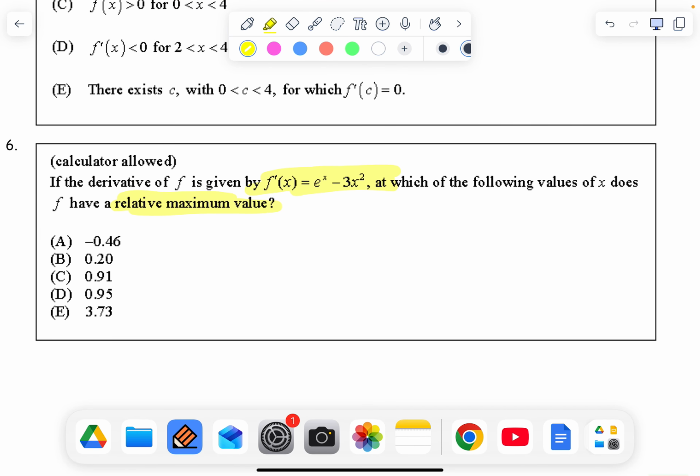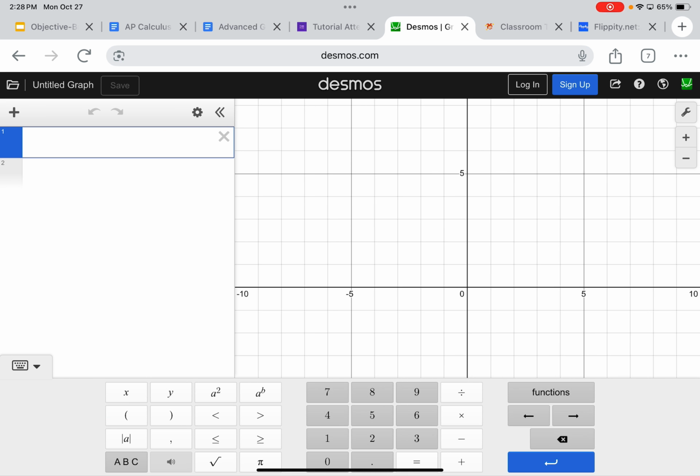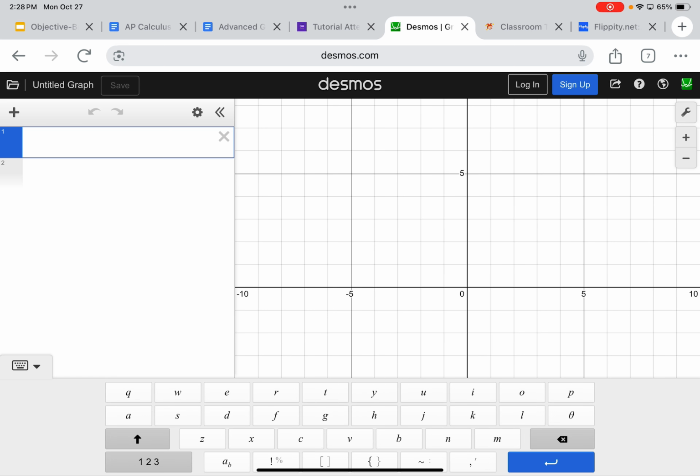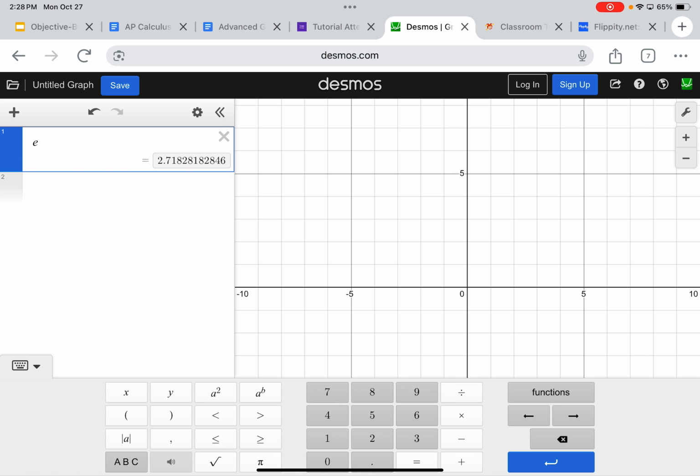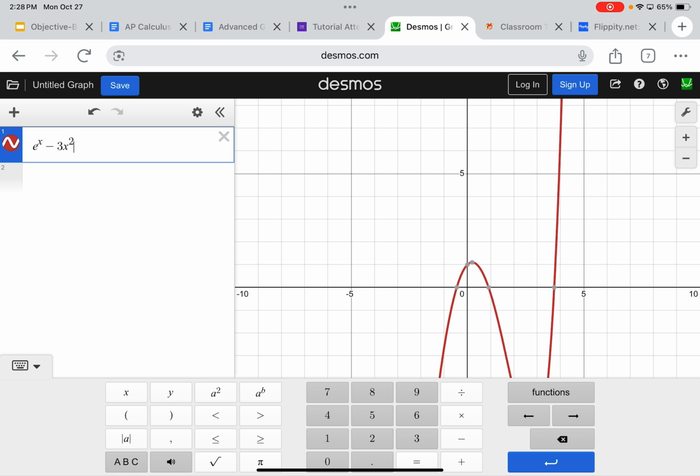So let's go on to our Desmos. I want you all to type in the given f prime. And we have e to the power of x. And then, I'm going to go to the right, minus. Y'all can type yours faster. Lucky you. All right, do we have what I have?